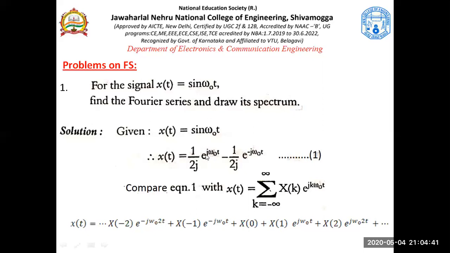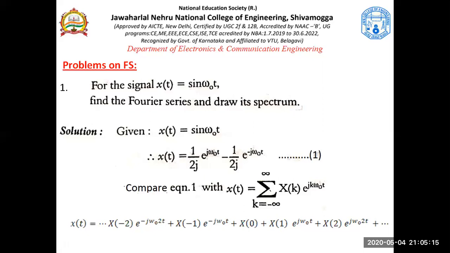Okay, if k is 1, then this is X of 1. So we can refer to this as the component capital X of n in the frequency domain. Similarly, if you come here, what is k? Compare this exponential with this exponential. k is minus 1. So if k is minus 1, this is X of minus 1. So this minus 1 by 2j is actually X of minus 1.